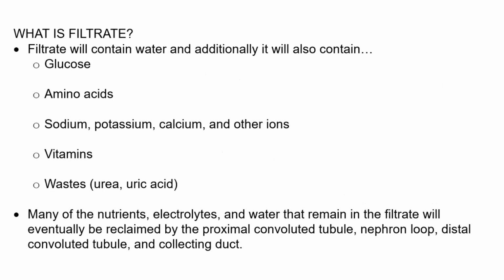Filtrate contains water, of course, but it also contains glucose, amino acids, sodium, potassium, calcium, and other ions, in addition to vitamins and wastes. The wastes include nitrogen-containing wastes such as urea and uric acid. Many of the nutrients, electrolytes, and water in the filtrate will eventually be reclaimed by the structures in the renal tubule, such as the proximal convoluted tubule, the nephron loop, and the distal convoluted tubule, or will be reclaimed by the collecting duct, which is beyond the renal tubule.